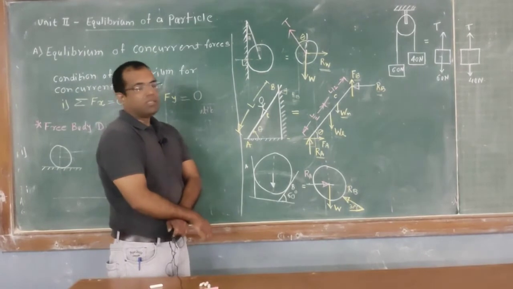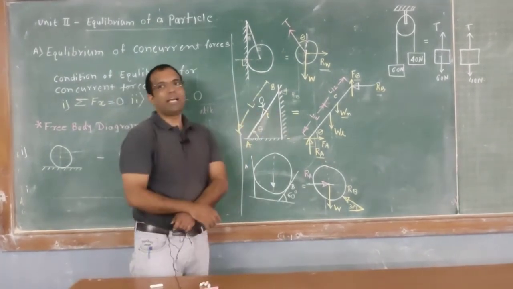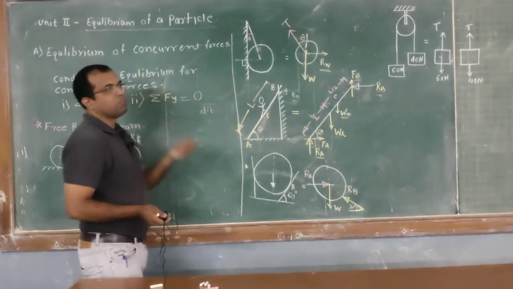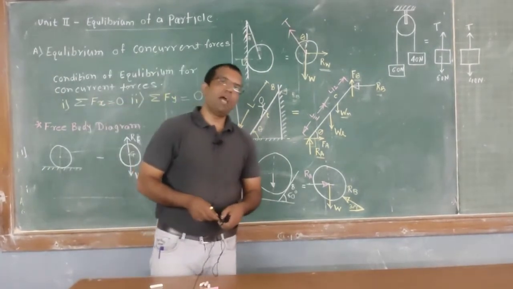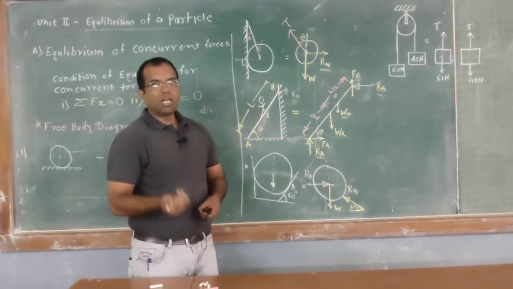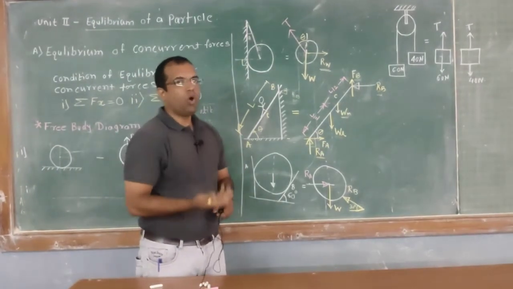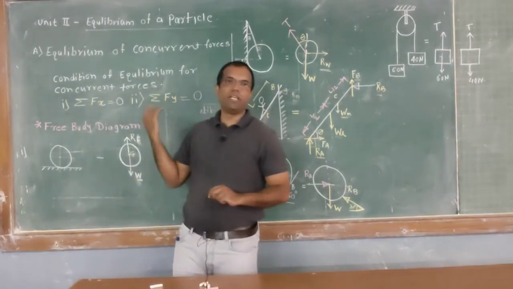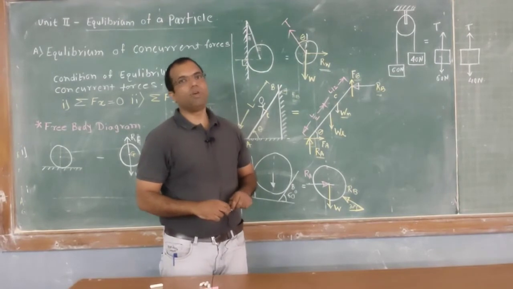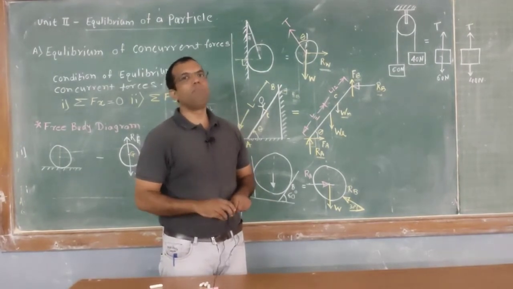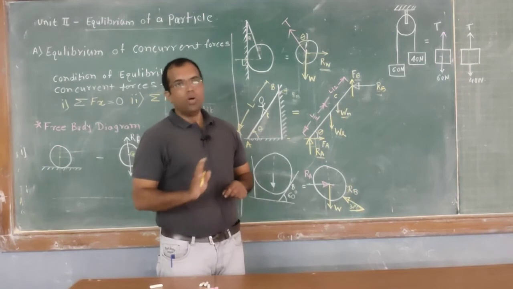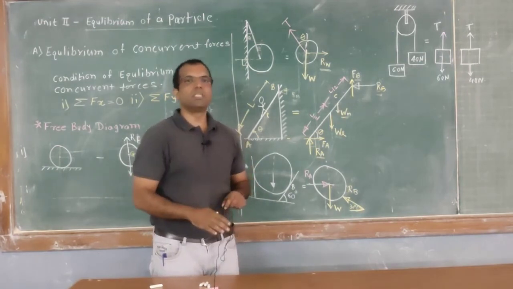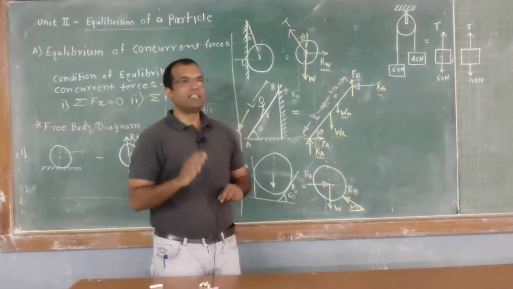And after that, once the free body diagram is done, the next step is to use the conditions of equilibrium: summation of Fx and summation of Fy for the concurrent force system. And if the forces are non-concurrent, which are not meeting at a single point, then one more equation we have to add. That is the equation of moment: summation of moment will be equal to 0. If the three conditions are satisfied in the case of a non-concurrent force system, then we can say that the system is in equilibrium.